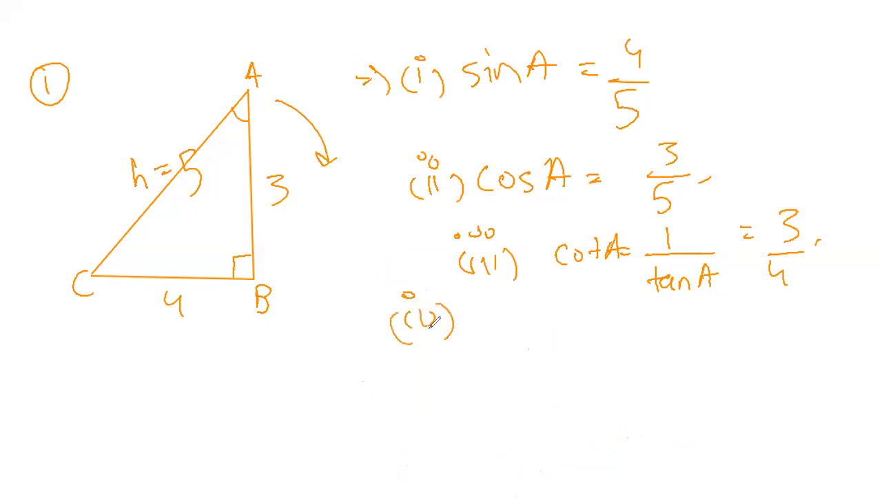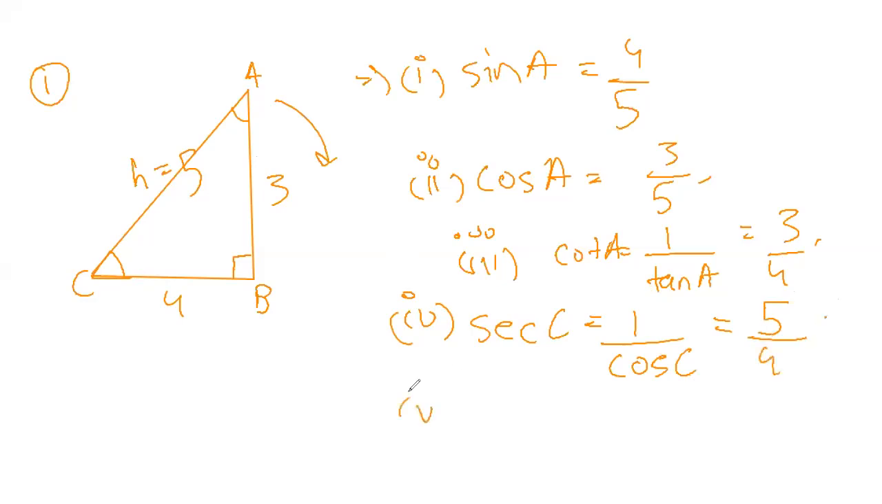Now our fourth question states that find the secant C. Secant C is 1 upon cos C. So first we'll find cos C. Now cos C is basically telling you that with respect to angle C, find our base upon hypotenuse. So 1 upon cos C will be 1 upon base upon hypotenuse, that is hypotenuse upon base. So 5 upon 4 will be secant C.